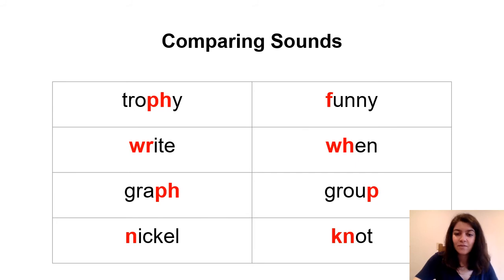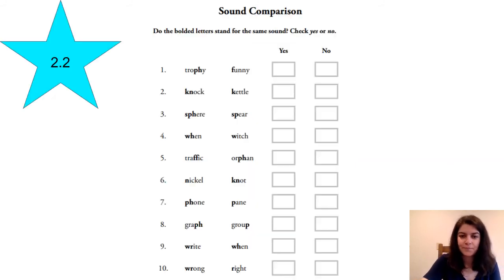Let's look at our activity page 2.2. This is in your ELA work packet. Activity 2.2 looks just like this. It's called sound comparison. The question they're asking us at the top says, do the bolded letters stand for the same sound? Check yes or no. So this is like what we just practiced. If you hear those sounds are the same, thumbs up. Yes, they're the same. And you're going to check mark yes. If the sounds are different, you're going to mark no. Let's do the first two as an example, and then I'll let you get working.